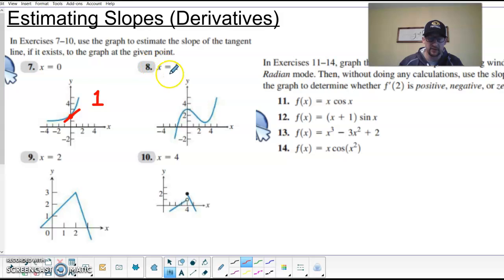Number 8, what's the slope of the tangent at 1? Well, here's 1. Find the curve. There's the output at 1. What would be the slope of a tangent line at that point? Well, it looks like we're going maybe down 1, right 1-ish. So if I had to estimate, I'd say that would be a slope of -1. Okay, that's my derivative, that's my slope at a point.